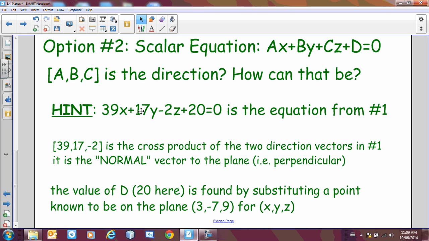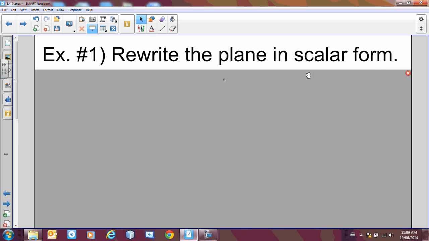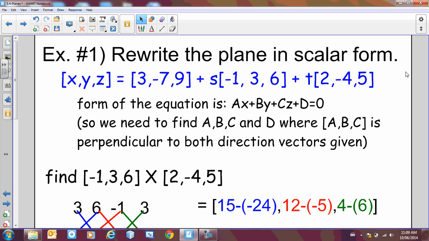Okay, so this is the vector now, 39, 17, negative 2, that is perpendicular to the plane that we were talking about. And then using the point that we had in the other equation, plugging it into those three spots, we can find the 20. And so basically that's what this next page is, just kind of the solution here to rewriting that plane in scalar form.